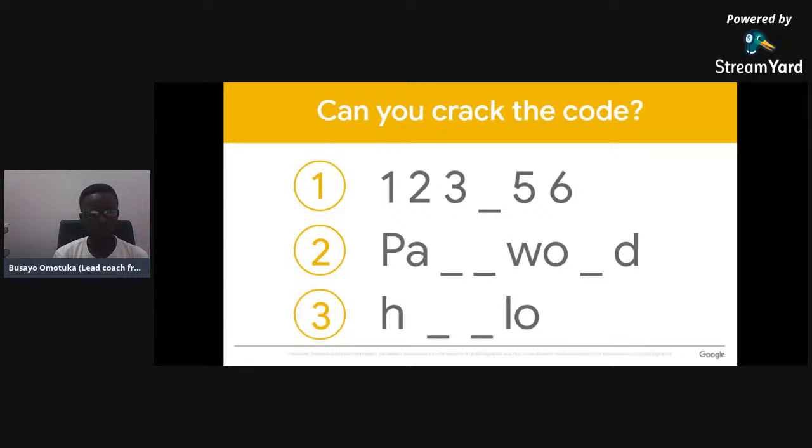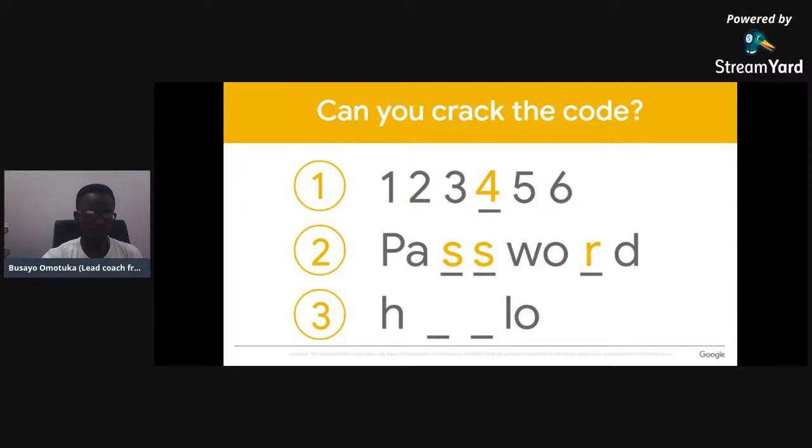So whenever you're having this session with students, put them in pairs and ask them to guess this particular password we have on the screen before you reveal the answer to them. Now let's reveal the answer. Let's review what is missing in the password. As you can see, 4 is what is missing in the first one. Let's see what is missing in the second one.